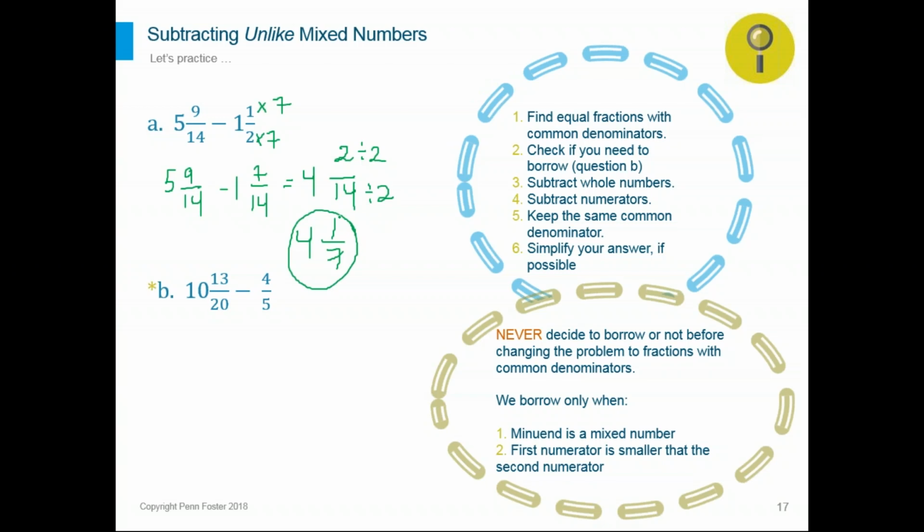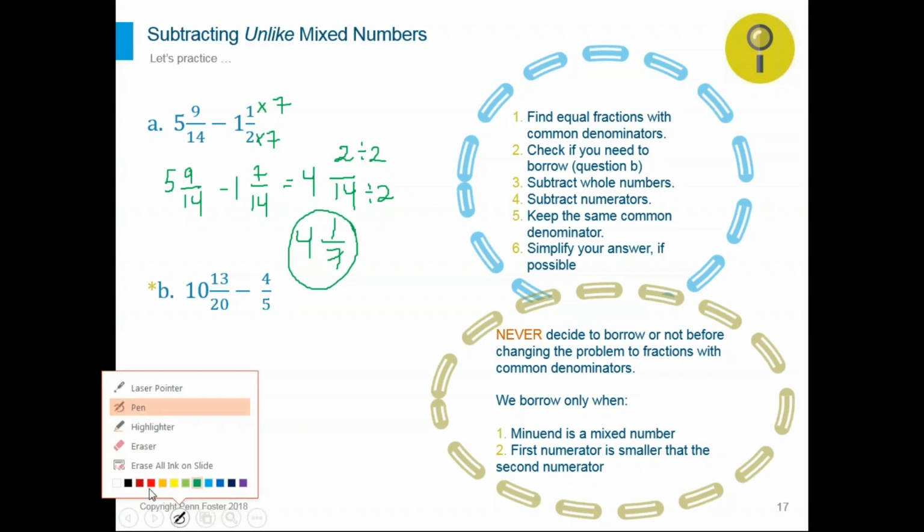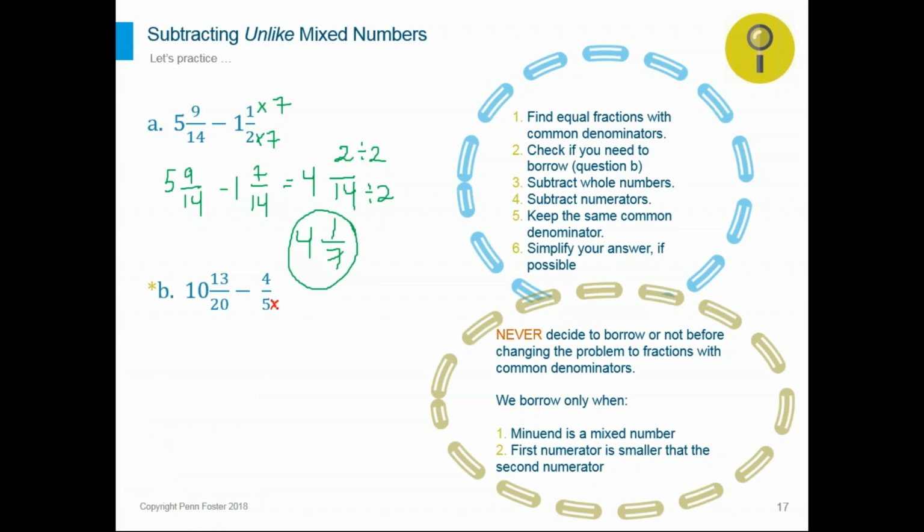Because if you look at this problem, 13 minus 4 is doable. And that would make you think that you have a no borrow question, but this is not true. We have to change the problem first and then decide. So we have 20 and 5. So 20 is obviously a multiple of 5. 5 times 4, we have to do the same thing on the top. So the first fraction will stay the same. 10 and 13 over 20 minus 16 over 20.